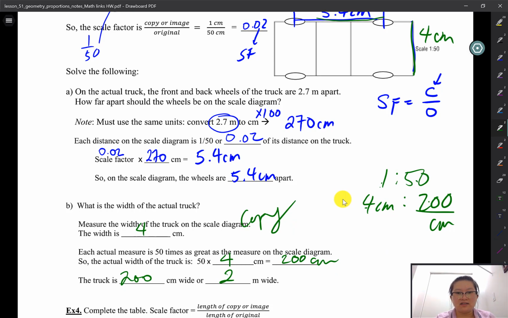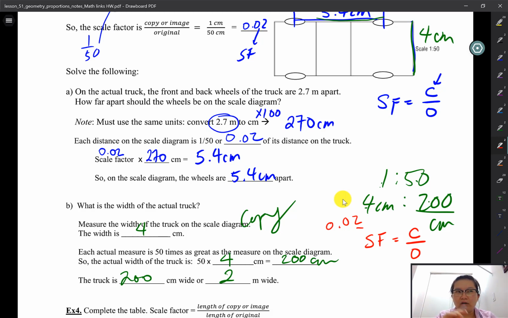Now, you notice that I did some multiplication here to go the other way. There's another way you can tackle this as well. Remember, my scale factor is equal to my copy divided by my original. My scale factor is actually 0.02. We just played with that number a little bit to make it more visual for you.